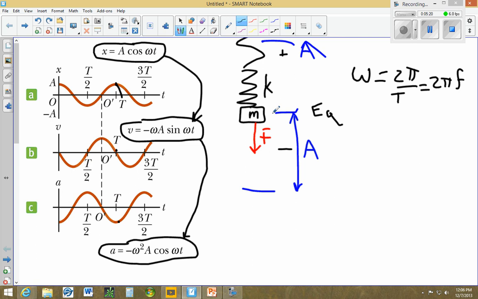Its displacement is zero. With these equations, if we know frequency, then at any time t, we can find its position, its velocity, and its acceleration. So read over that section and be sure and know that section, and it will help you on the test, the semester test.